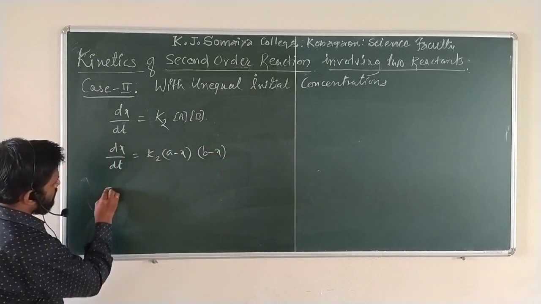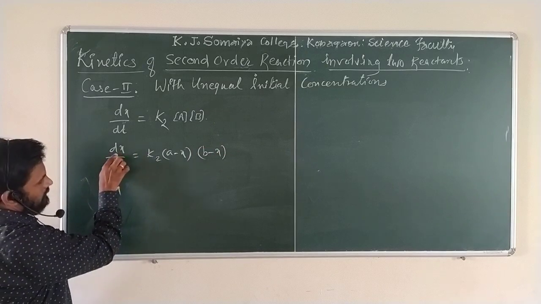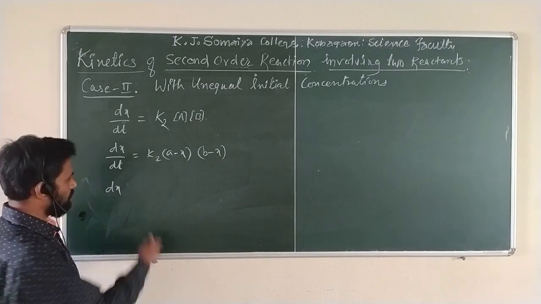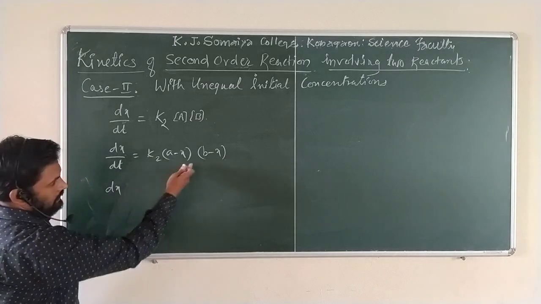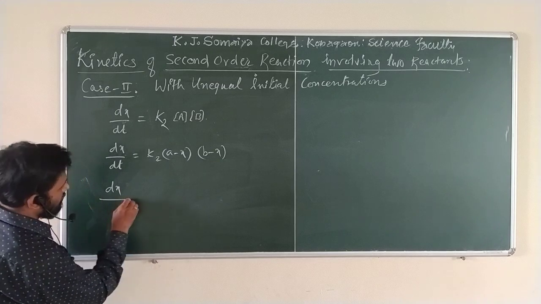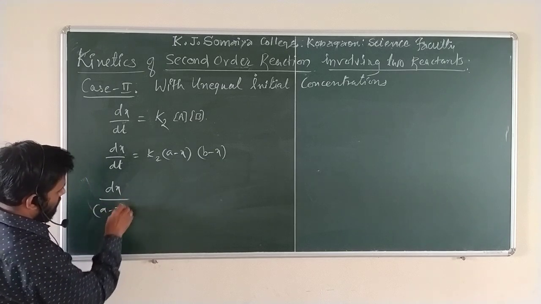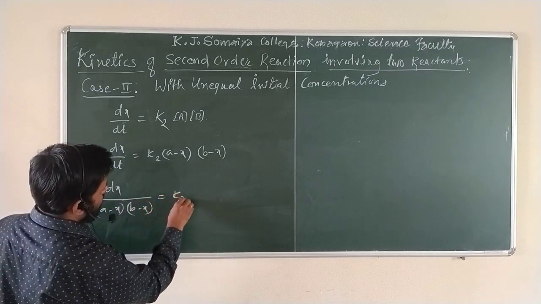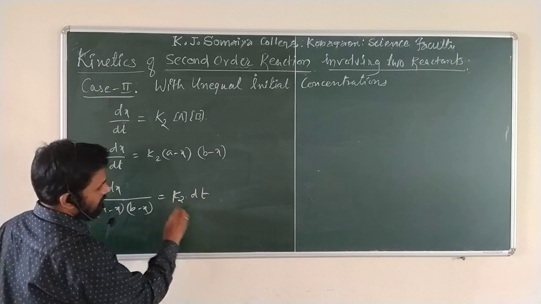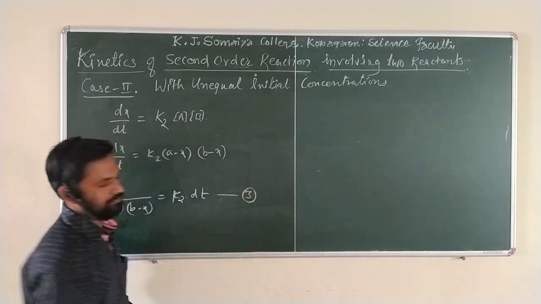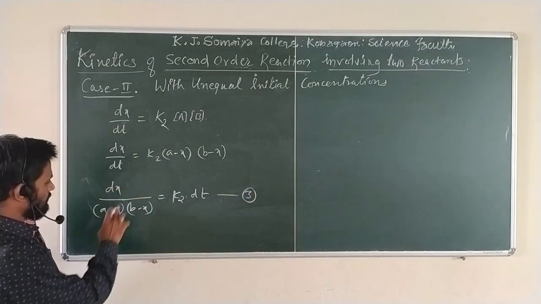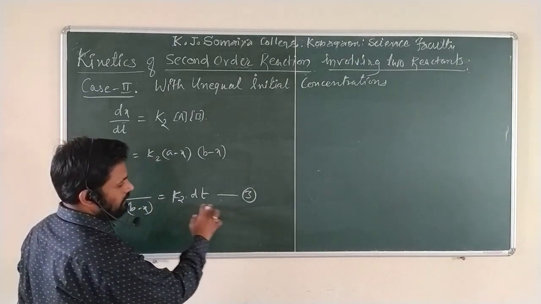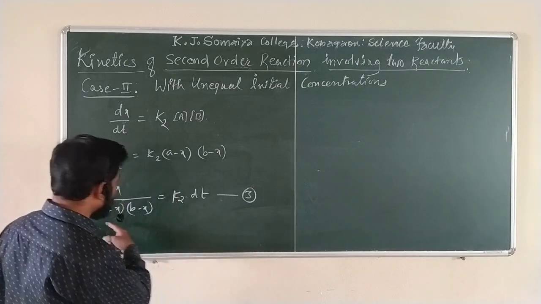So this can be rearranged, because the concentration with respect to A is A minus x and with respect to B is B minus x, and we have to do the integration. Take the same parameters to one side and you will get dx upon (A minus x)(B minus x) equal to K2 dt. You are getting my point? This is equation number 3. Now we have to integrate this.